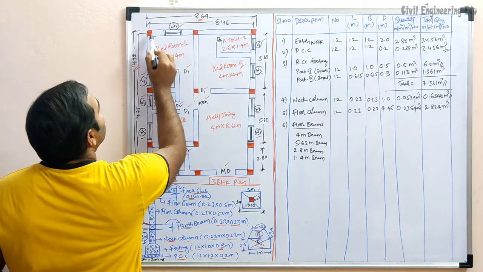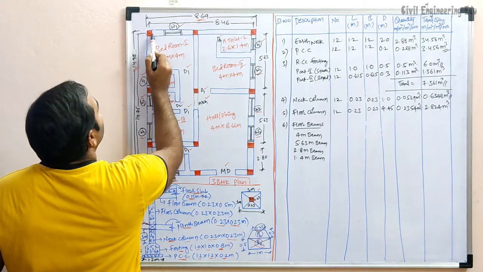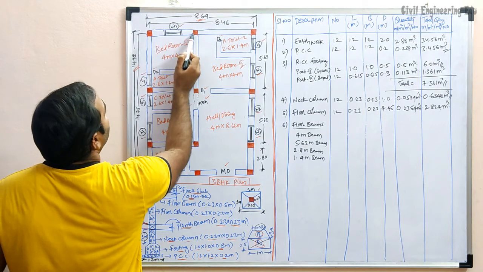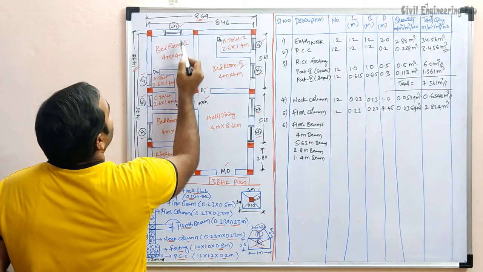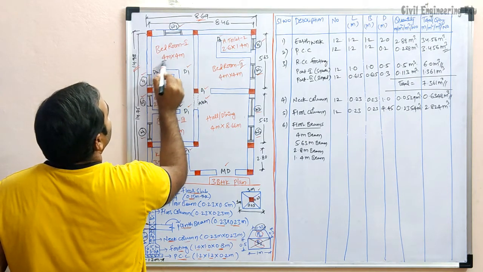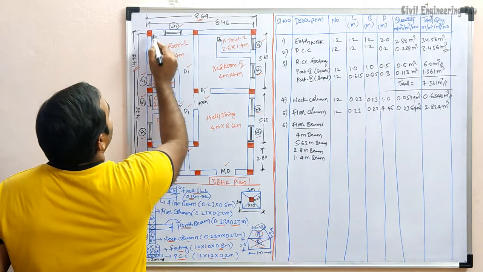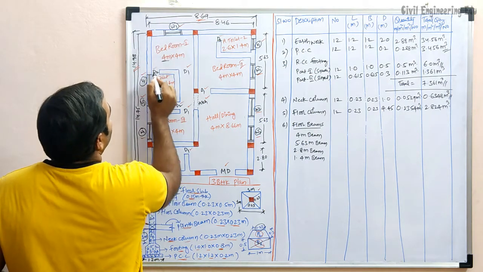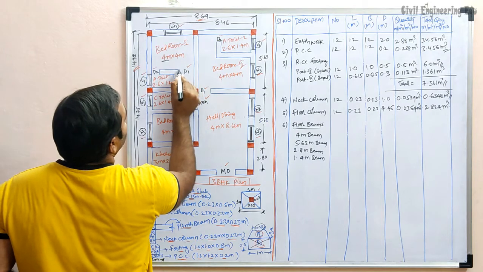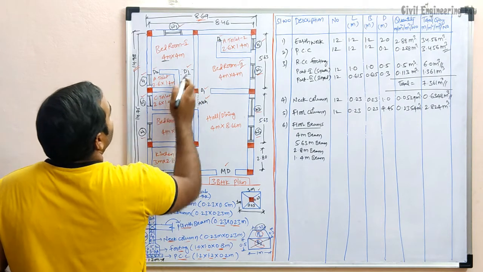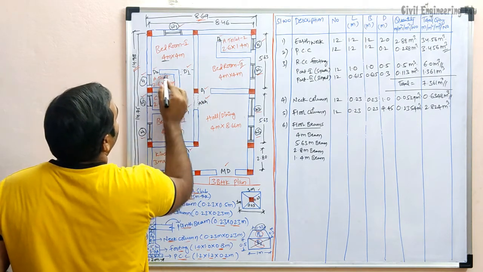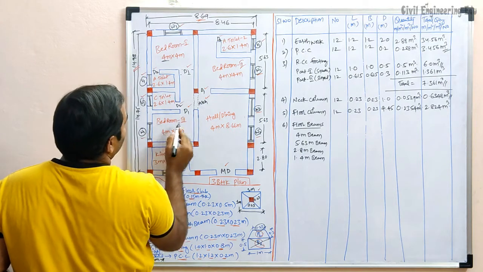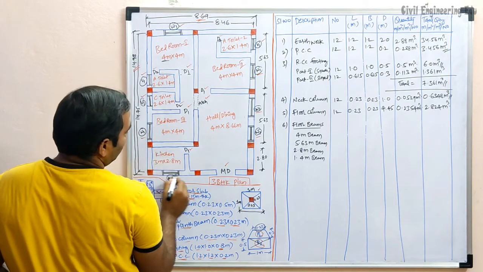So a beam is nothing but a member connecting two columns. From this face of column to this face of column is one beam. The size of this beam is 4 meters. Here I have to lay one beam, and here I have to lay one beam because the door is coming here. So this is another beam: beam number 2, beam number 3, beam number 4, beam number 5.